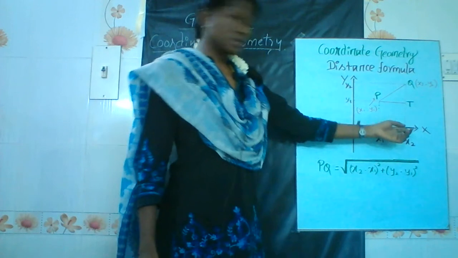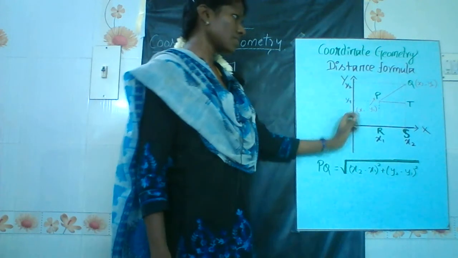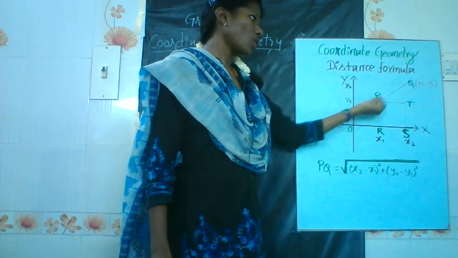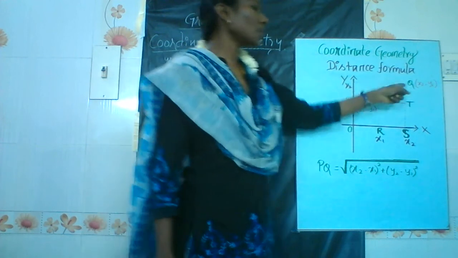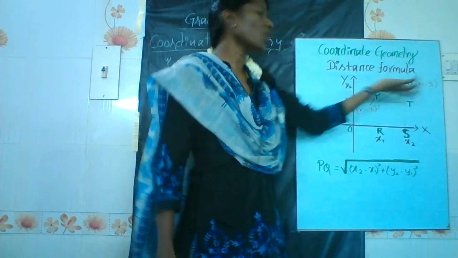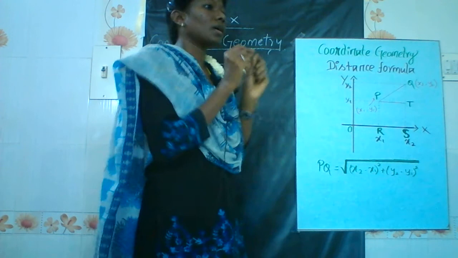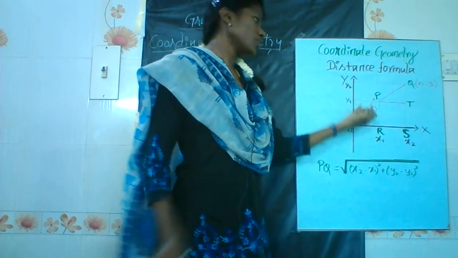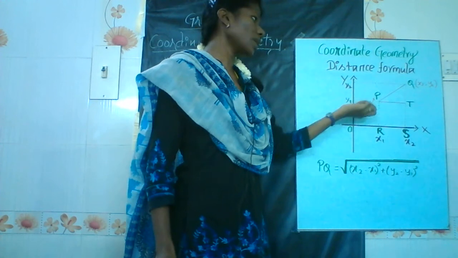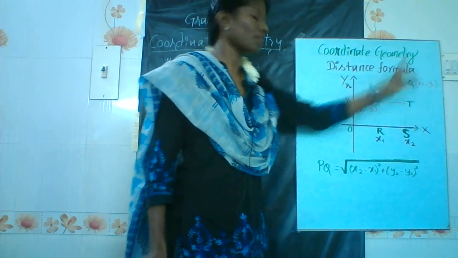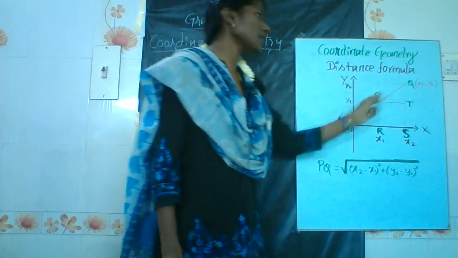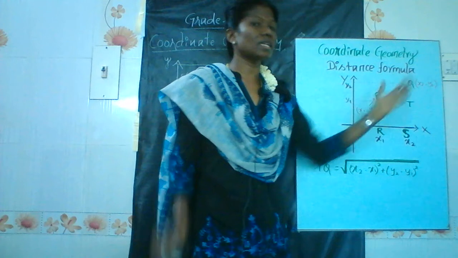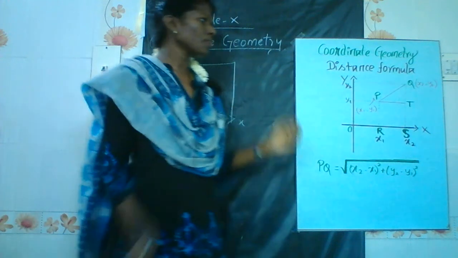This is x axis and this is y axis. I am pointing a P, that is x1 comma y1, and Q as x2 comma y2, that is the coordinate points. If you are pointing any point, you have to give two values, that is the coordinate point of P, the coordinate point of Q. Okay. Now the question is to find the distance between P and Q. How to find the distance between these 2 points?